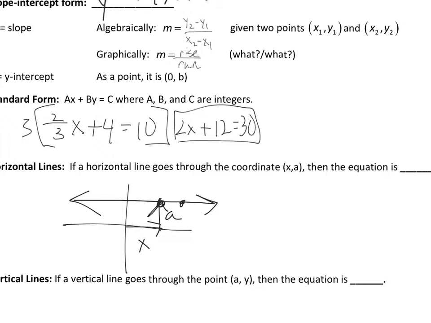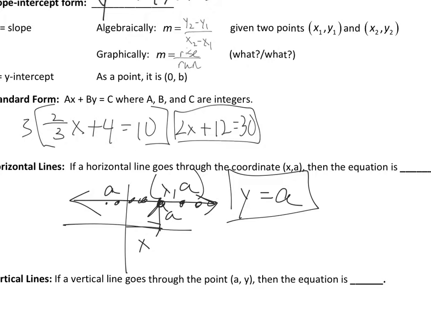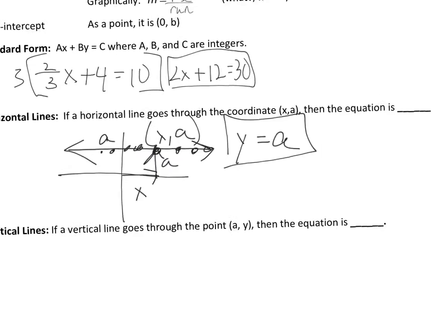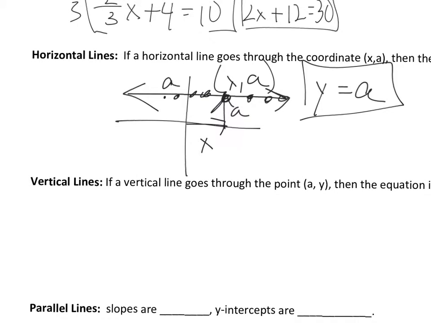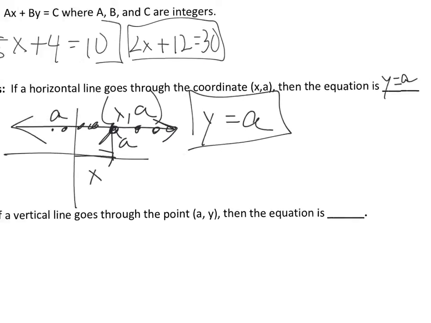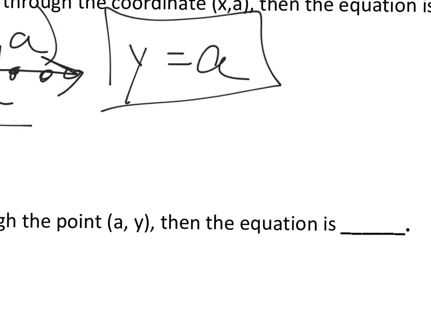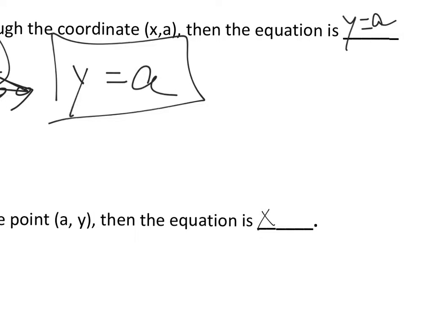If you look, any point on here is going to be the same, like if that's the point (x, a). All points on here have the same y value. So it's y equals a in general. A common mistake is saying horizontal lines are x equals. They're not x equals, they're y equals. So horizontal lines are y equals a, and vertical lines, therefore, going through the point (a, y), are going to be x equals a.